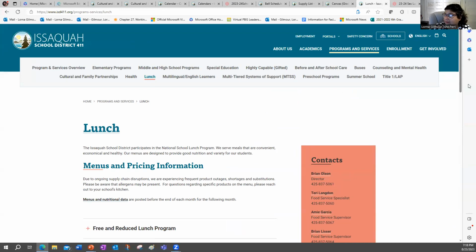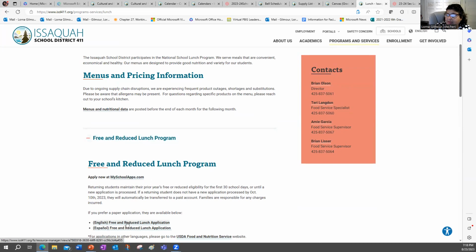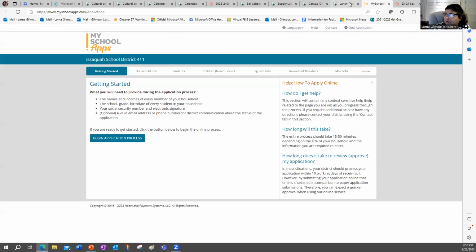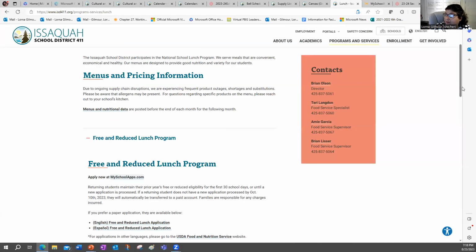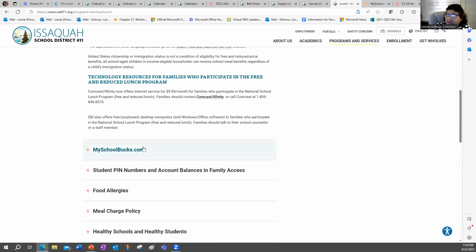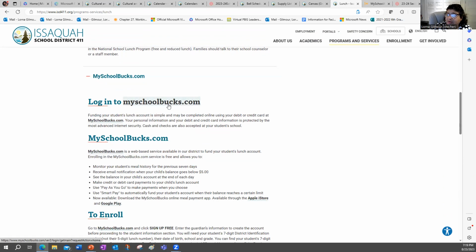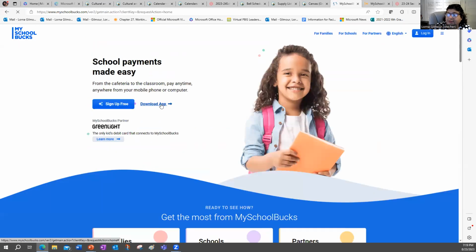So you can still apply for the free and reduced meal plan by clicking on this application and doing that. Okay, My School Apps will allow you to apply for the free and reduced lunch. Now, for one of the other things, if you don't need a free and reduced meal plan, the thing that I also appreciate is putting money in my child's account. When my child started sixth grade, she loved buying lunch because there were more options. And so I would just put money in My School Bucks so that she can set up an account and have money.